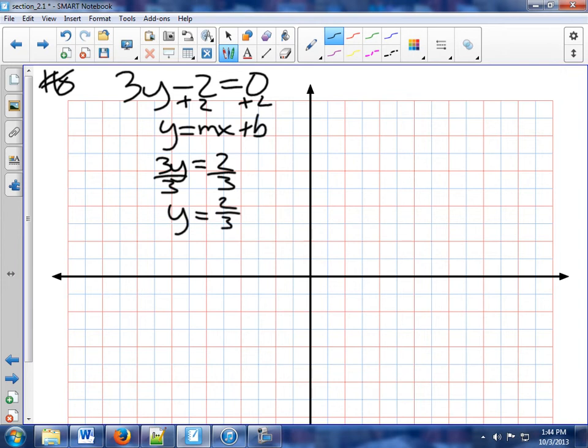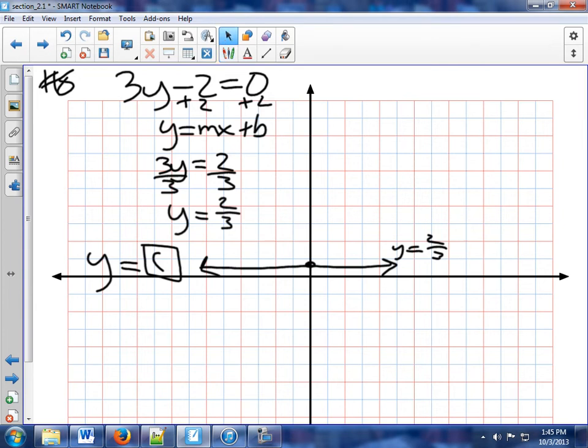Now here's a problem. Is there an x? Remember, y equals is always what kind of line? It's just a horizontal line. If there's no x, it's a horizontal line, and I'm guessing 2/3 would be right about there. So I would get, well, that's the way I would do it. There's another method, and I'll let you make sure everyone's caught up before I show you that method.